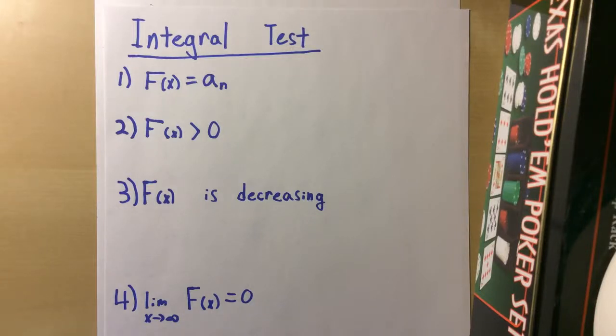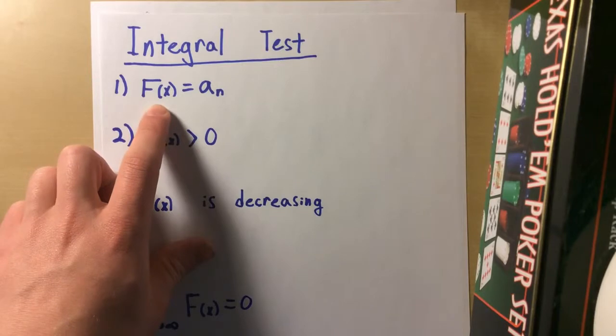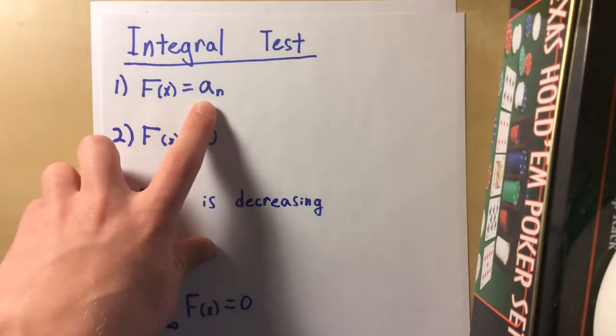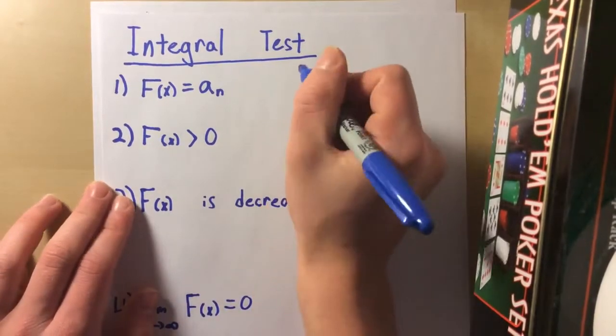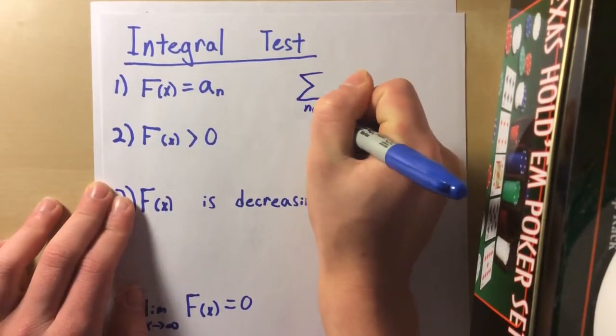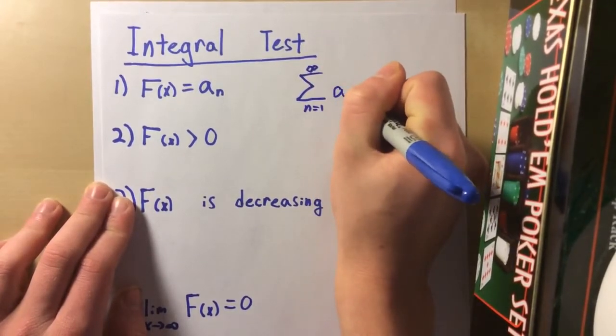Now let's talk about another method for determining convergence and divergence in series, which is the integral test. To use the integral test, we have to meet four basic conditions. The first one is that f of x, which is going to be the function in the integral, is equal to a sub n. So we have the series from, let's say, n equals 1 to infinity of a sub n.